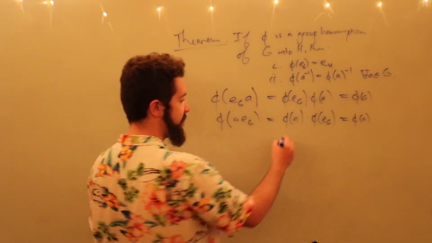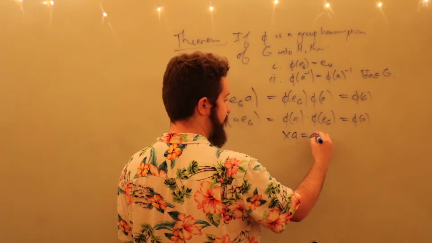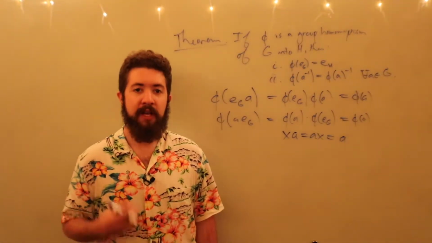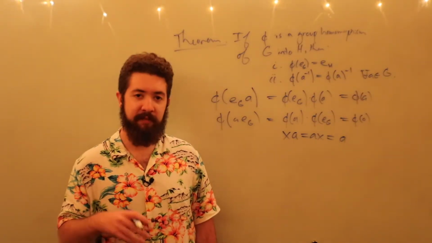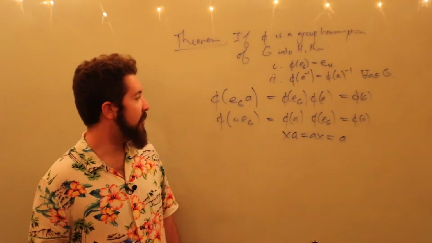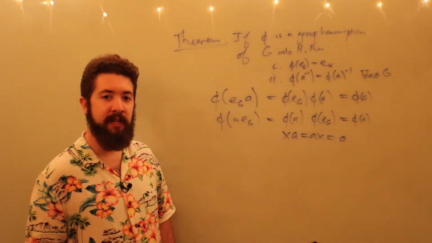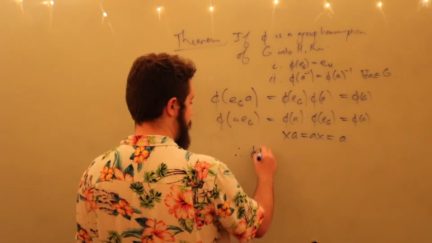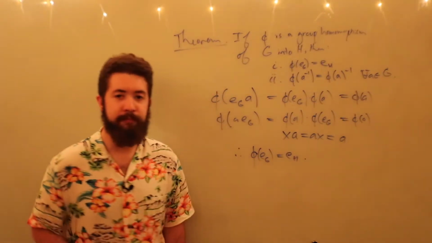Now for what elements x in the group H are we going to have xa equal to ax equal to a? Well, that's only going to be the identity element. In fact, this is the definition of the identity element. Specifically, it is the identity in the image of the map, not necessarily the whole group, but because identities are unique, it must also be the identity in H. Thus, phi of E sub G is equal to E sub H.